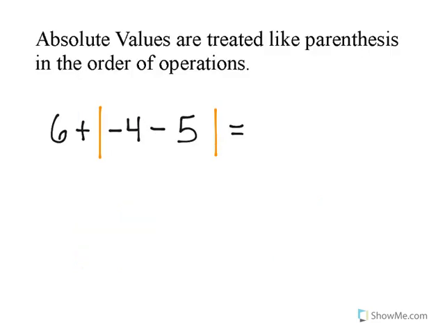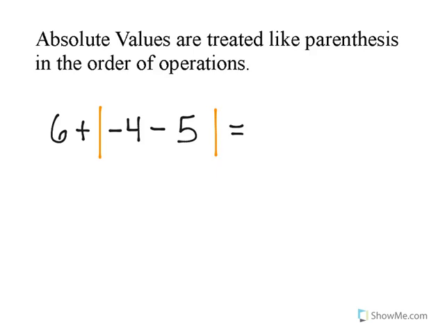Okay. When you have an absolute value within an actual problem, it's important to note that absolute values are treated like parentheses in the order of operations. So as you would with parentheses, you work on the inside first, and then you work outside of that. So if we take a look at this problem, 6 plus the absolute value of negative 4 minus 5, we have a couple of things going on.